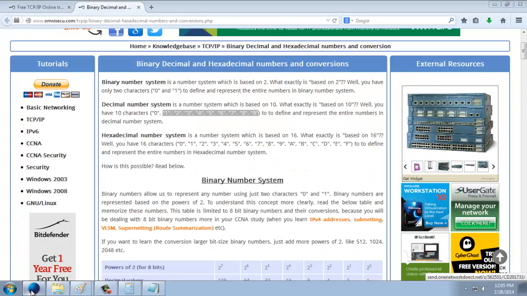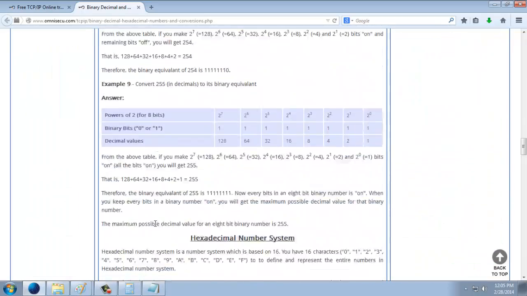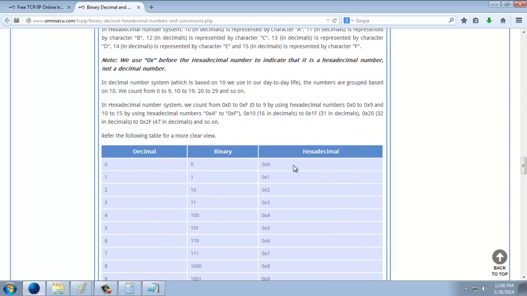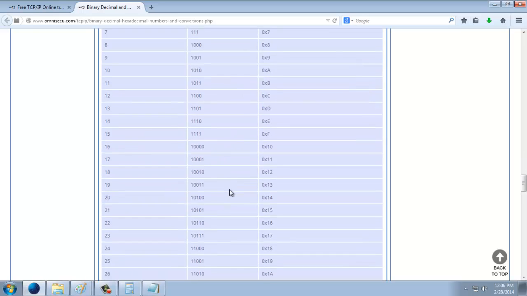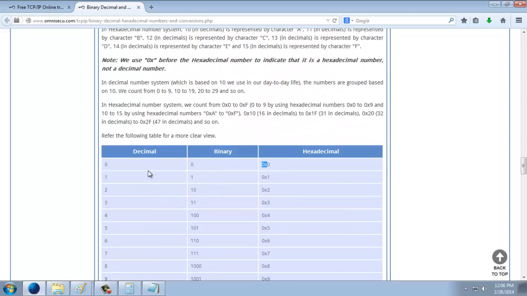So go to the omnisecure.com website, and here we have a table at the bottom. We have the decimal, binary and hexadecimal numbers table. You can see that 0x is written there. Go there and just understand the concept. Everything is the same, but represented in three different ways.